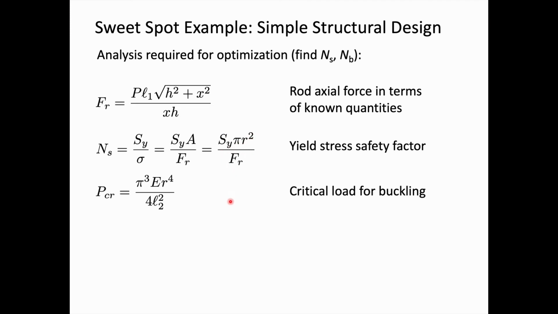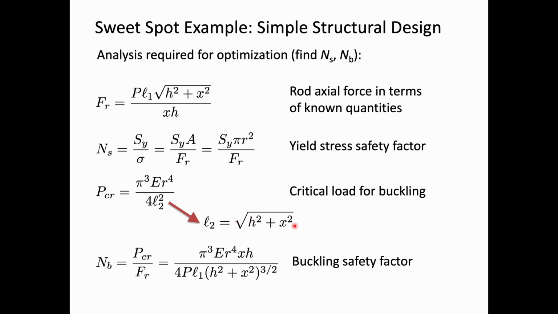The critical load for buckling is this formula, which results after we go through and work out the area moment of inertia for a circular cross-section. So this is pi cubed times Young's modulus times r to the 4th power divided by 4 times L2 squared. But what is L2? This is not something that we have defined as a fixed parameter, and it's not an optimization variable, but it does depend on other variables. We can define L2 as equal to the square root of h squared plus x squared.